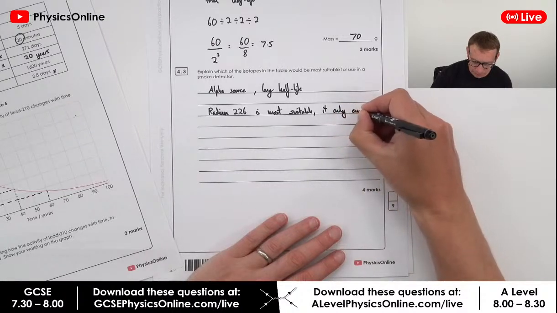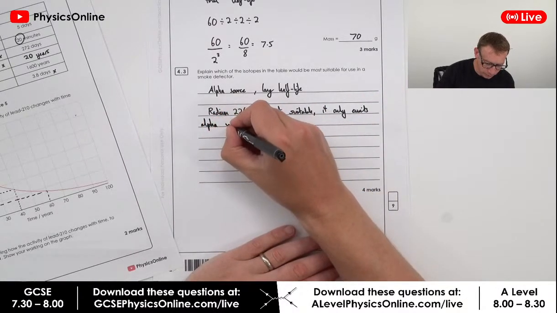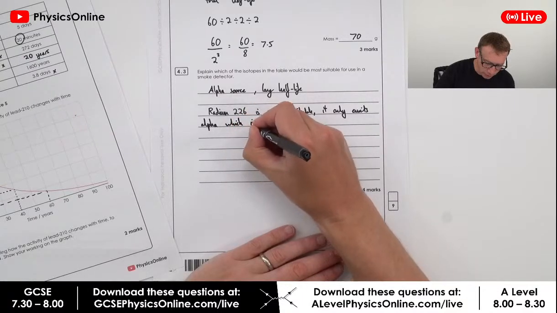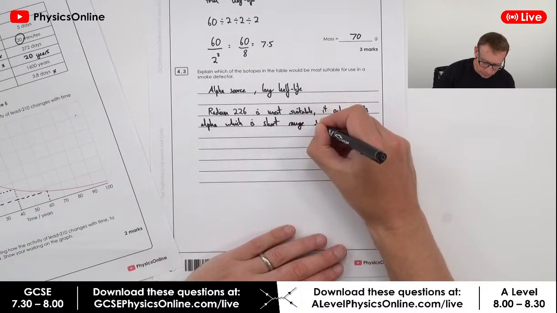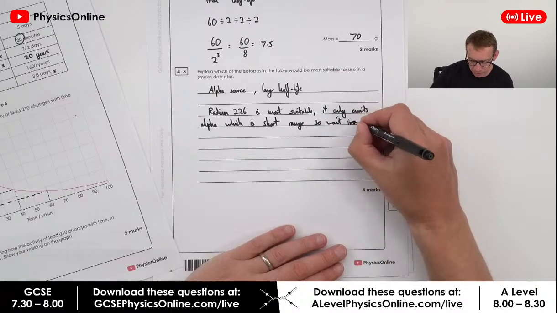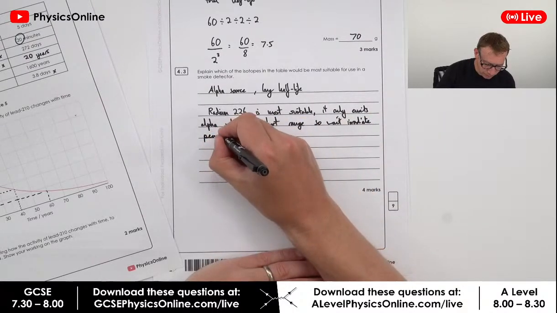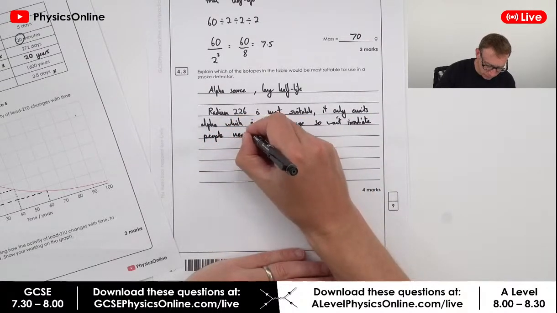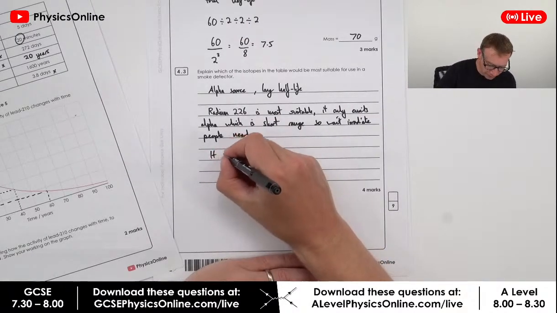So we could say radium-226 is most suitable. It only emits alpha, which is short range, so won't irradiate people nearby. And the other thing, I suppose, is it has a long half-life.